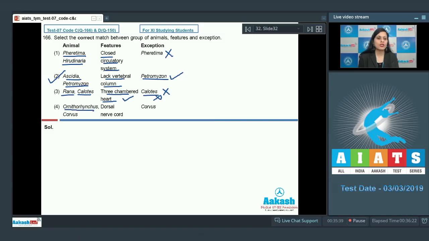The next option is Ornithorhynchus and Corvus. Feature given is dorsal nerve cord. Exception is Corvus, and this is also an incorrect option because Ornithorhynchus, which belongs to the class Mammalia, and Corvus, which belongs to the class Aves, they both are chordates and have dorsal nerve cord, and Corvus is not an exception to it. So the correct answer to this question is option number 2. Let's discuss our next question.